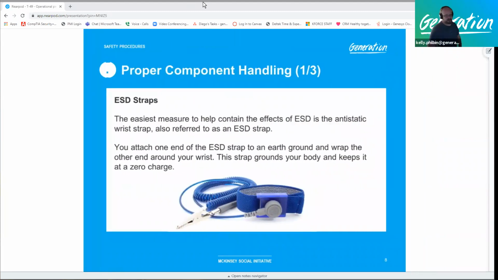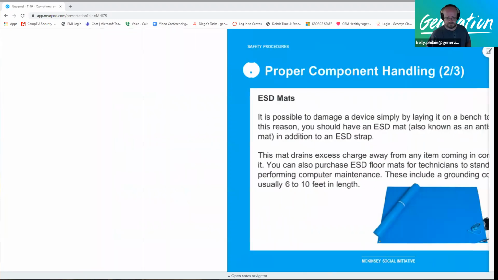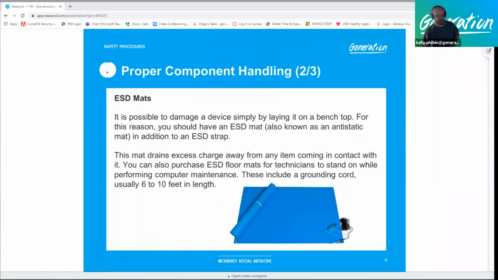All right, component handling. We just talked about this a few seconds ago, where you have the ESD straps or bracelets that wrap around your wrist and clip to the inside of the machine. ESD mats, which they have ones you stand on, as well as they also have kinds that can go on the table. I actually have one for my table for when I'm working on mobile devices and or computers. It's very handy to have.